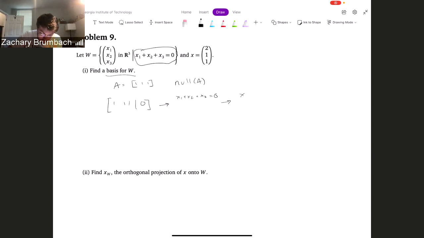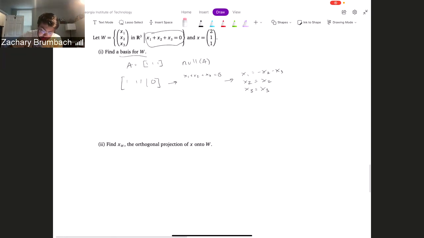So this gets us x1 equals negative x2 minus x3, because we always solve each equation for the lowest subscript after we row reduce. We don't have an equation for x2, so x2 equals x2. For x3, we don't have an equation either, so x3 equals x3. From here we move to parametric form. We say x equals negative x2 minus x3, x2, x3, which is equal to x2 times negative 1, 1, 0, plus x3 times negative 1, 0, 1.